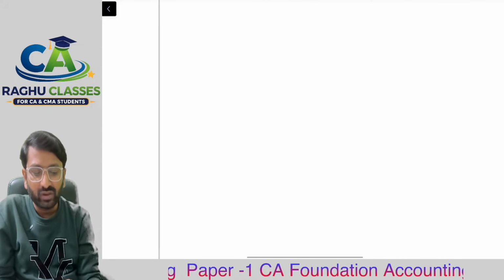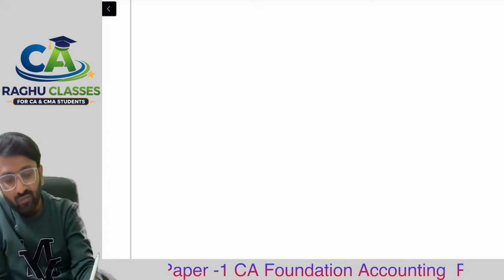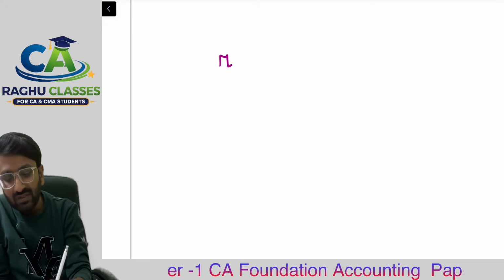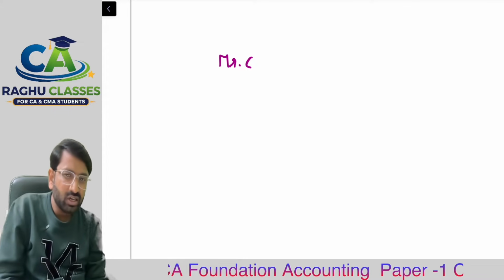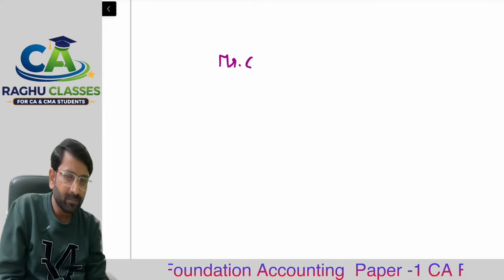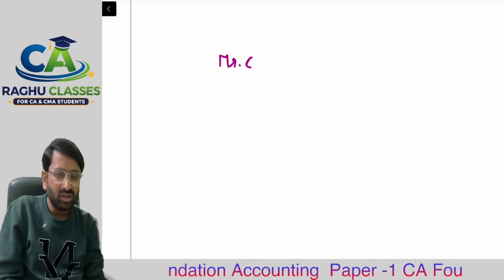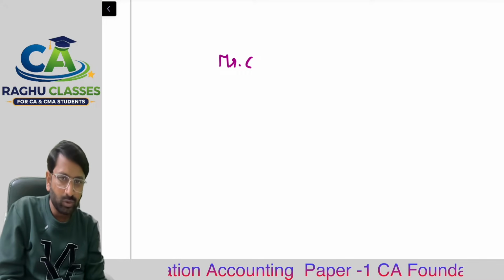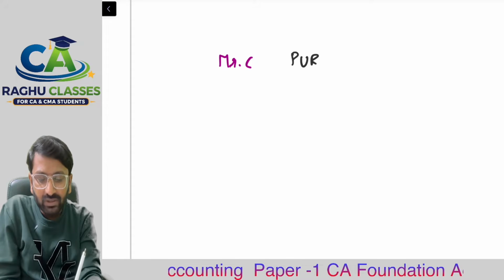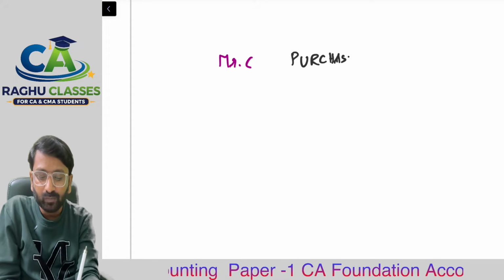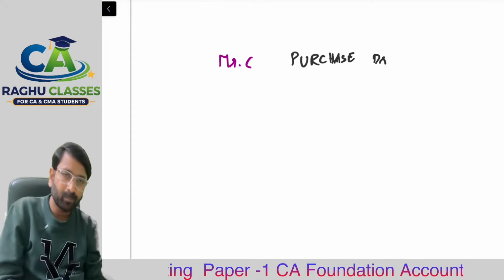Now let me give one more example. Let's say we made a credit purchase from Mr. C. So when we make a credit purchase from Mr. C, what is the journal entry going to be? Purchase account debit to C. This transaction has to be recorded in the purchase book. And the moment I record in the purchase book, it means a purchase account is debited. So can we say debit aspect is complete?